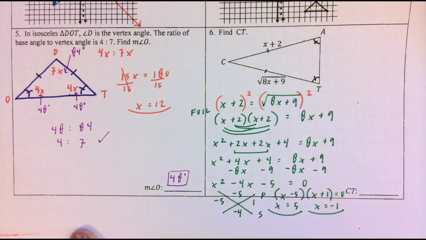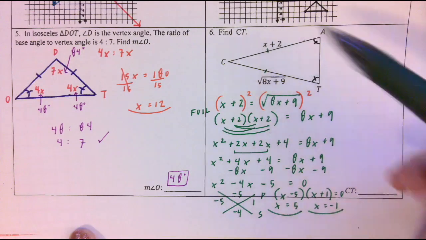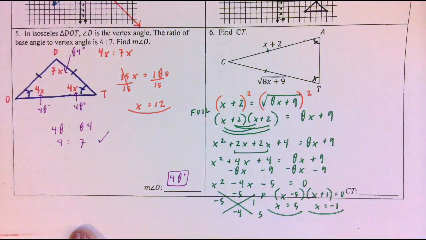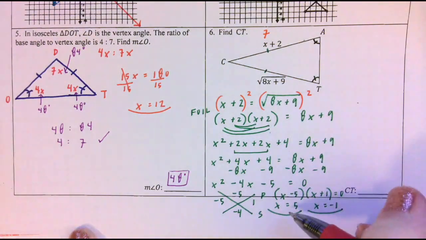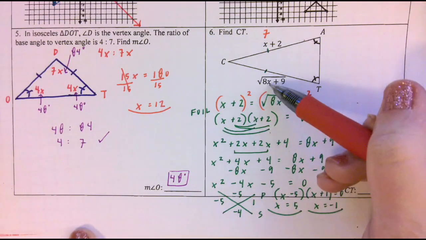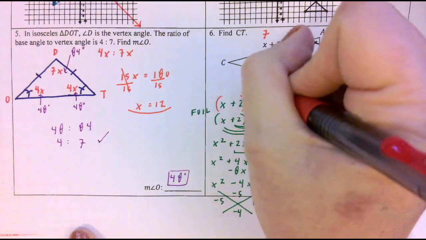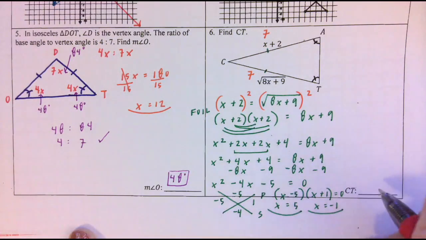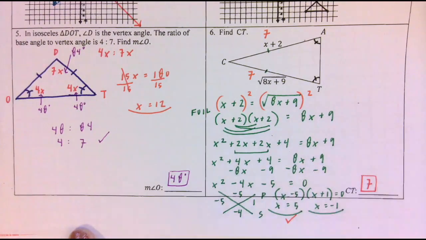So now if I plug back in, let's say that I try the 5. So if I try the 5 here, 5 plus 2 would get me 7. Use a different color. Okay, and then if I plug in a 5 here, 8 times 5 is 40 plus 9. Square root of 49 is 7. So that works. So CT could be 7. This value for x works.